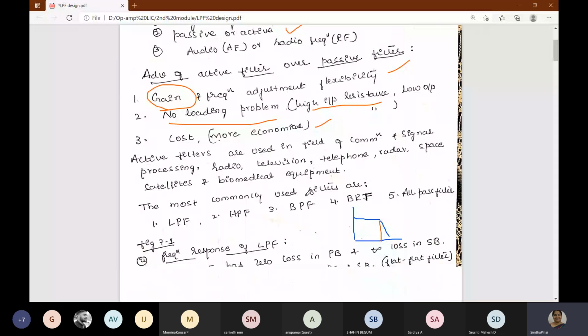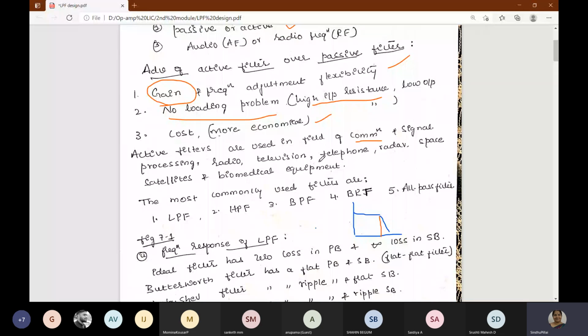These active filters are used in the field of communication. When you want to communicate through satellites, for signal processing, for radio, television, where the signal has to travel a long distance, each channel will have different frequencies. So depending on that, these filters will be used. They are used in telephone, radar, space satellites and biomedical equipment, for all the medical fields, to receive the signal, to take the signals for examining from the patient. For all this, active filters will be used, where certain frequencies will be taken and some frequencies which are not required will be filtered out.